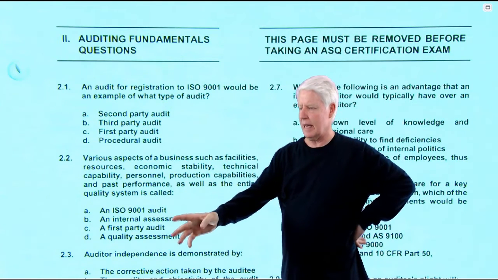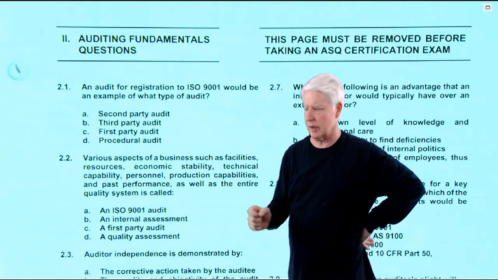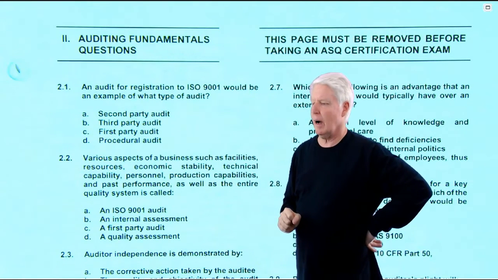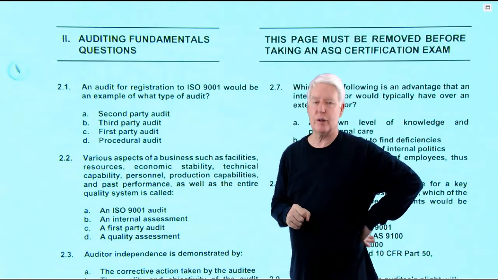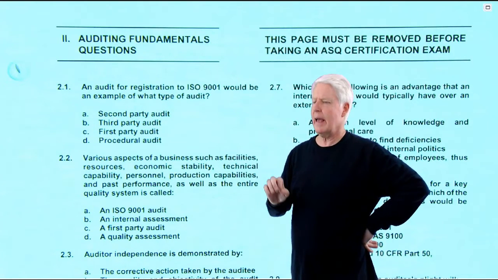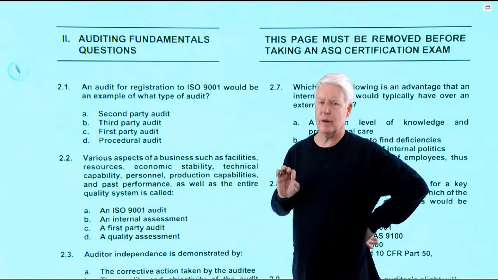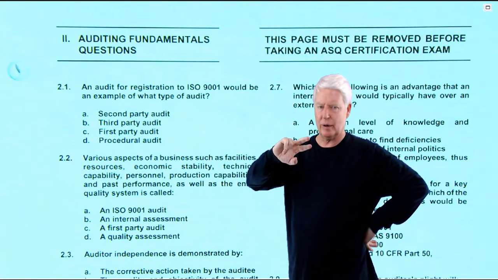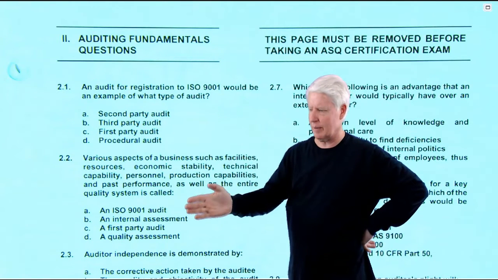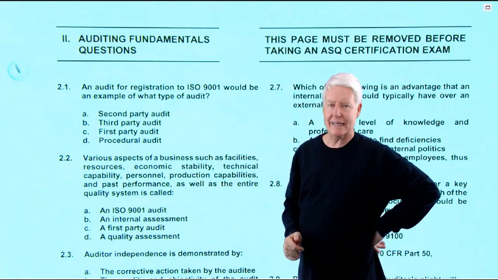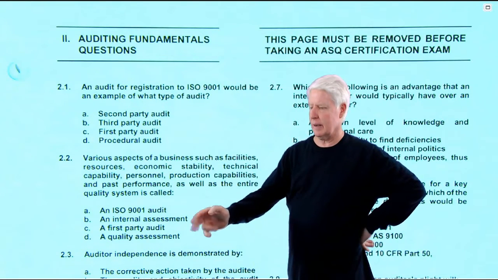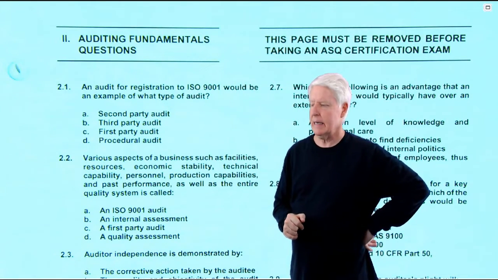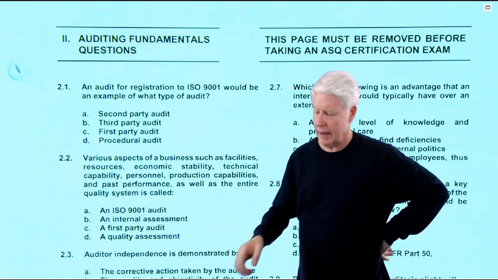So I get rid of B because it doesn't suggest it's internal. A first-party audit? Well, first party is an internal audit, and you can't have two correct answers here. And they do that quite often. They'll give you two answers that are the same or worded differently, and they can't both be correct because they don't give me a chance for B and C here. So those must both be incorrect, I mean. So that leaves me with what? D, a quality assessment. And that is true.